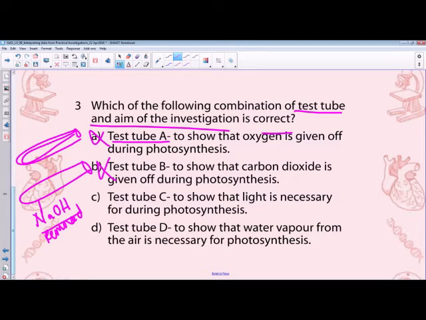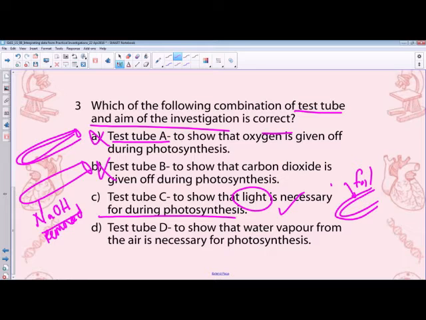Test tube C, to show that light is necessary during photosynthesis, and that was a test tube which had the black foil around it, and that's essentially blocking out light, and hence if we remove the light we could determine if light is needed for photosynthesis or not.